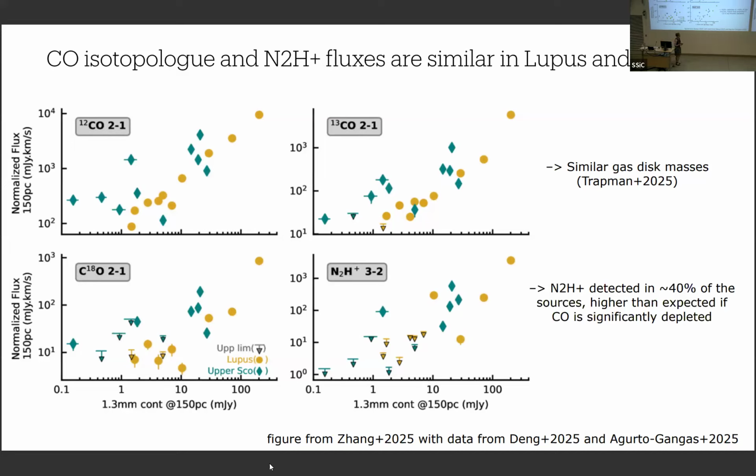The other surprise, for those who claimed that there was a lot of CO depletion in many of these disks before these observations, was that N2H+ was actually detected quite frequently, in 40% of the sources, which again suggests that CO is perhaps not that depleted.